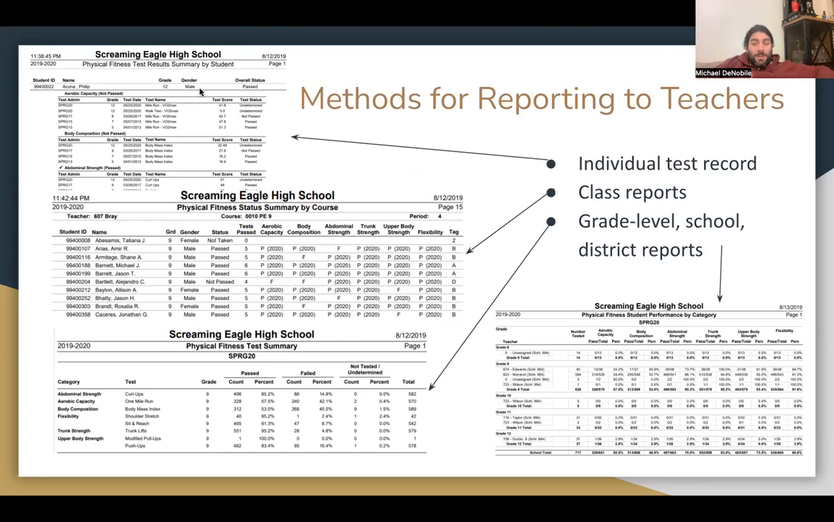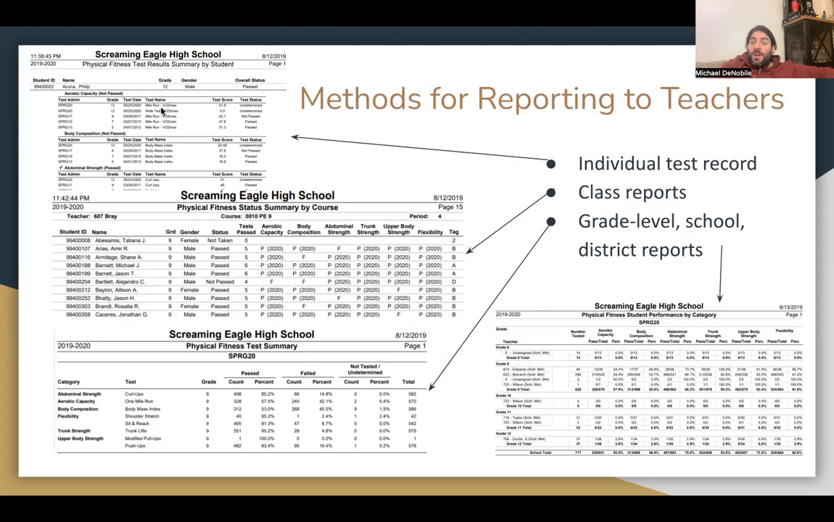At some point, we may talk about laws associated to grades. I got this off of a manual. These are fitness tests, but this is just to show you that an individual test record here, these are test results for an individual student. This is Philip Acuna. This is a fake student that goes to Screaming Eagle High School.